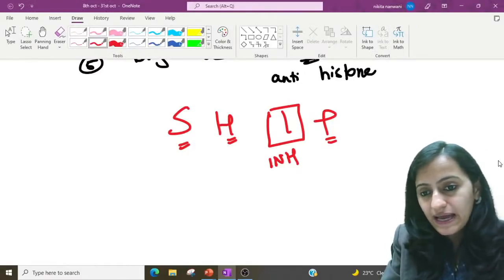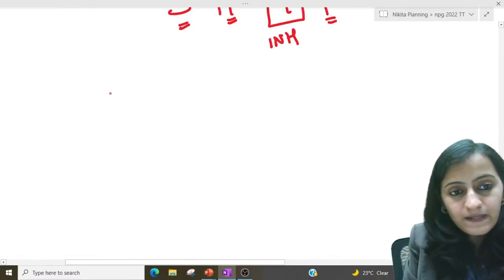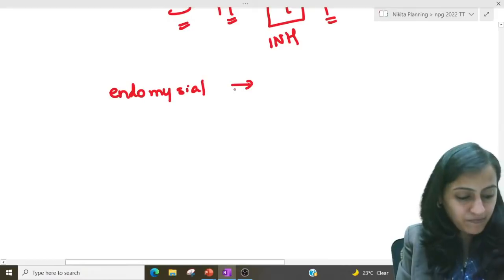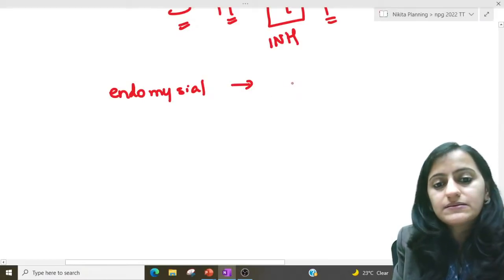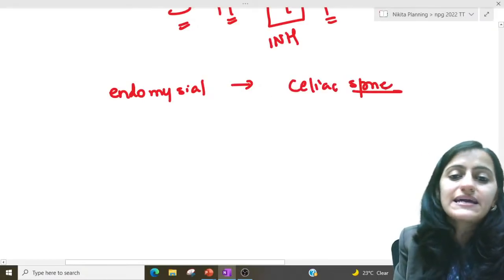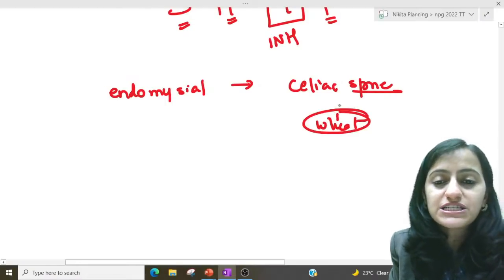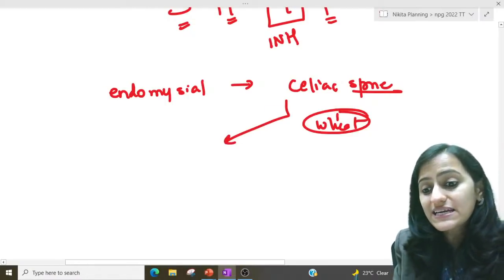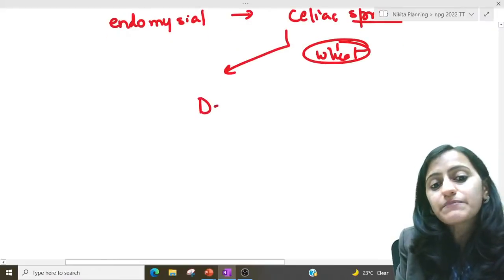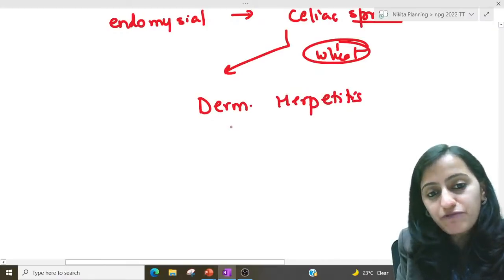Next one, where are anti-endomysial antibodies seen? That is seen with celiac sprue. Celiac sprue, you will have the history of wheat allergy. It is associated with which skin condition? Very, very important. Which skin condition? Dermatitis herpetiformis.